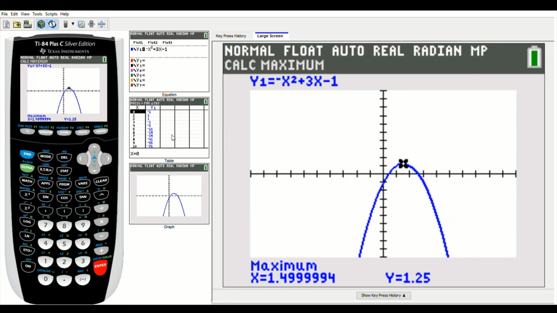But that concludes this video. I hope it was helpful, how to find the vertex using your TI-84 calculator or 83, how to find the minimum or maximum value of a quadratic function. I hope it was helpful.